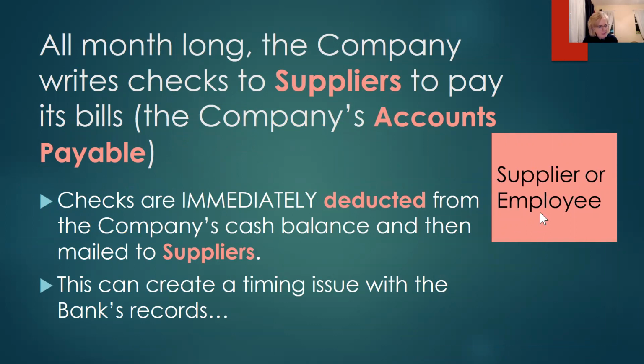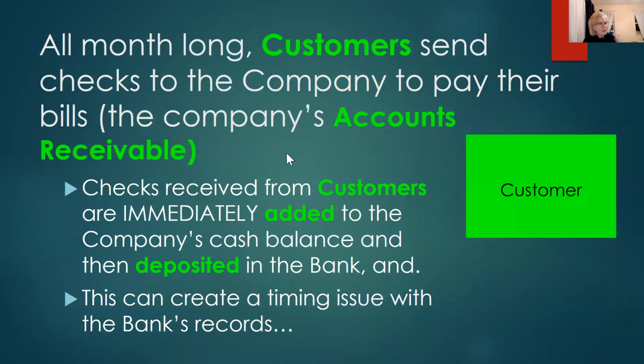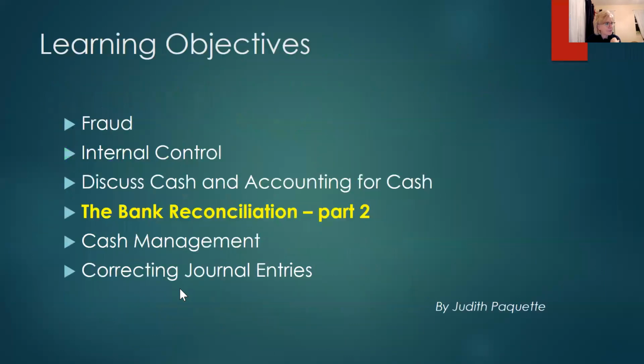The company's paying suppliers or employees, and cash is going down. All month long, customers are sending checks to the company to pay their bills. So we get the money, we deposit it in the bank, but first we record it. And then we physically go to the bank and deposit it. And when we get the statement from the bank, we say, did all our deposits get recorded correctly in the bank?